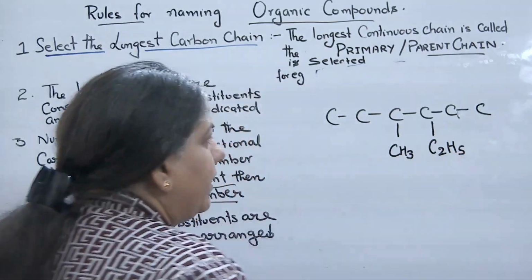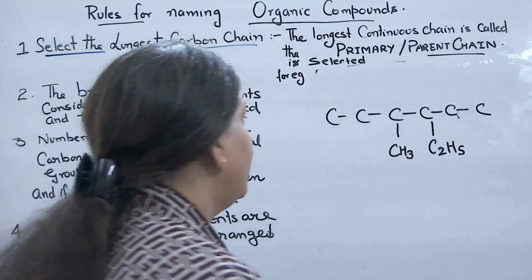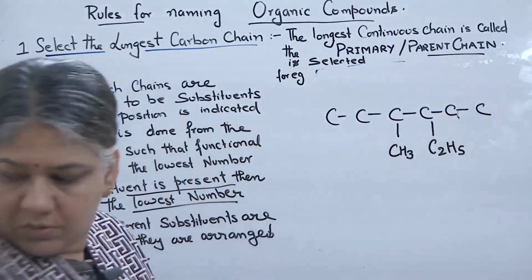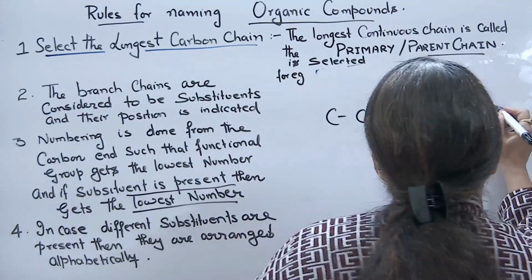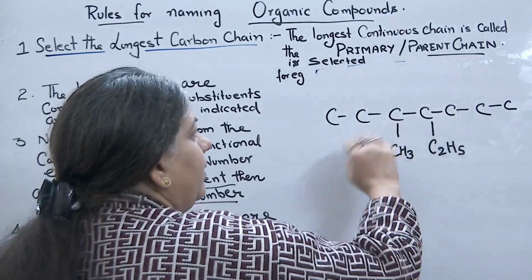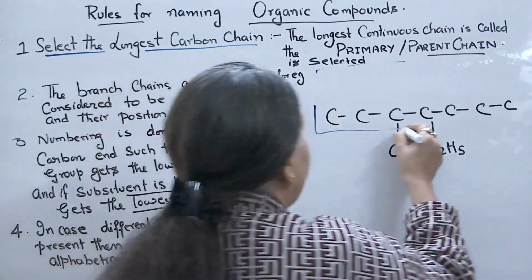If two substituents are present, the primary chain is 1, 2, 3, 4, 5, 6 carbon, or let me add one more carbon to make it clear. So first, select the longest carbon chain. So this is our longest carbon chain.